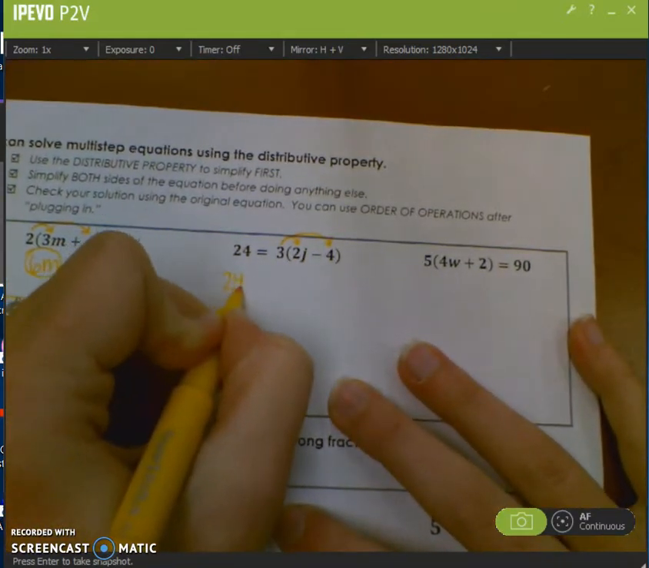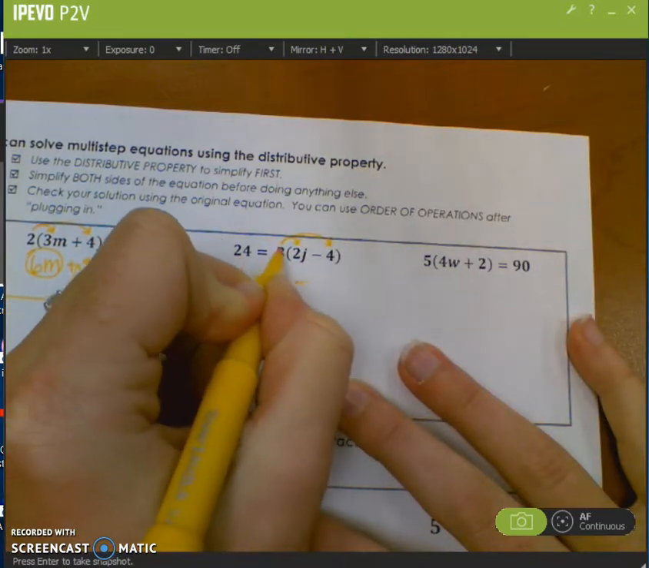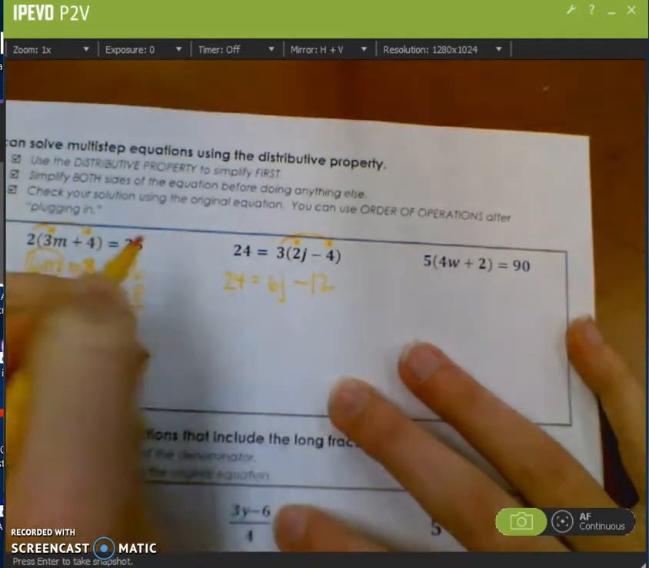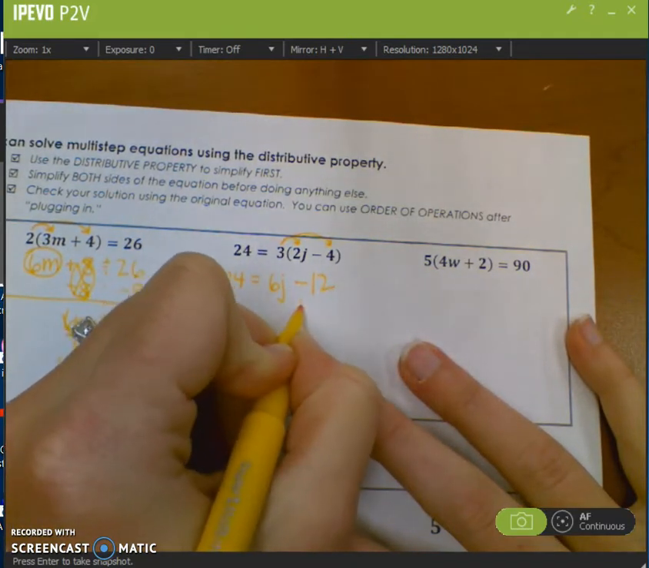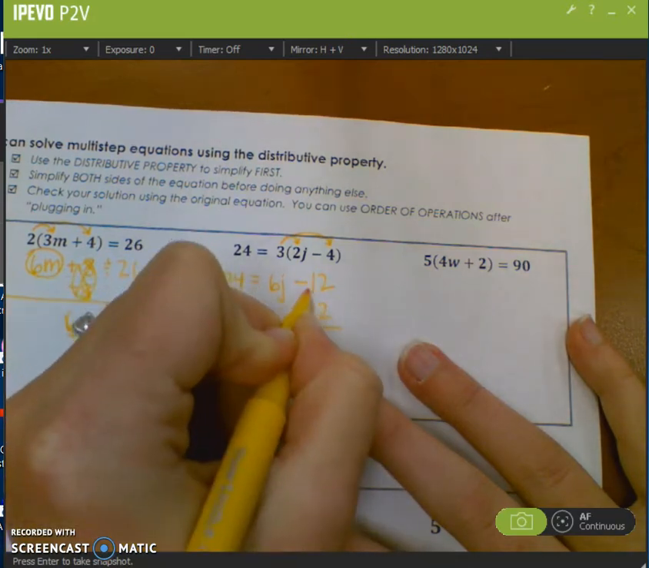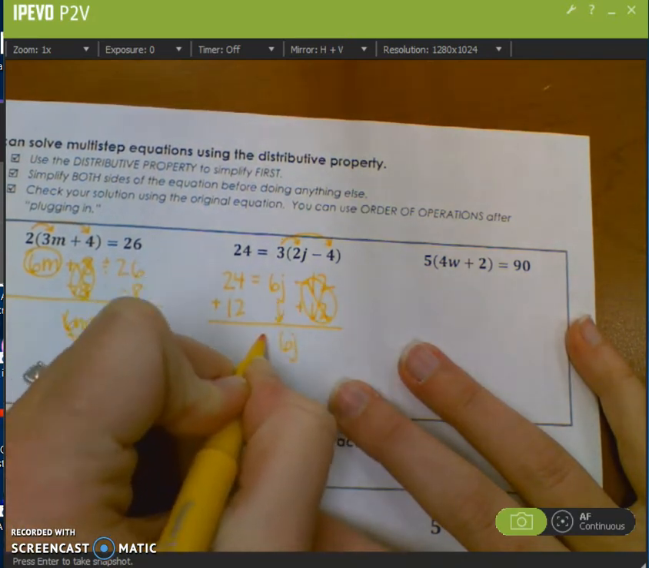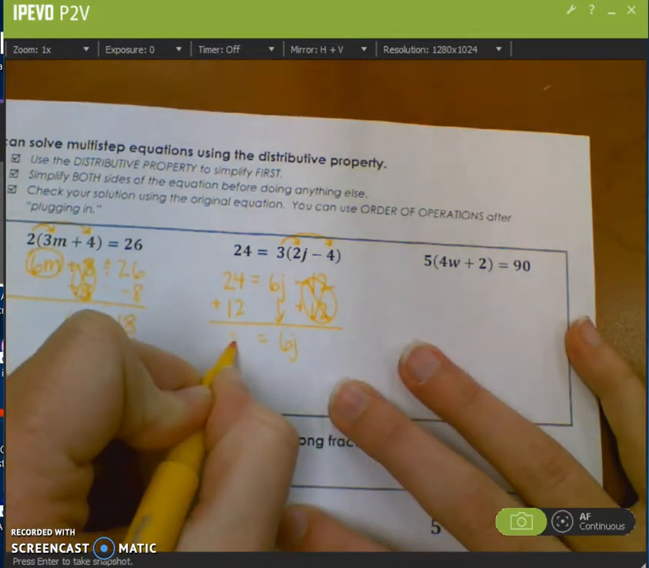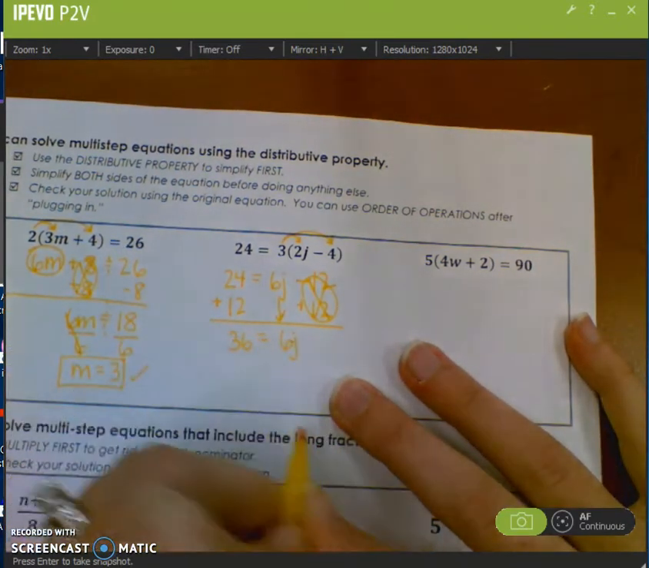So 24 equals 3 times 2j is 6j. Bring down my minus sign. 3 times 4 is 12. I'm going to isolate my term with the variable by using the inverse of subtracting 12. So I'm going to add 12 to both sides. Negative 12 and positive 12 cancel, and I can bring my 6j down. 24 plus 12 is 36. So now I've got 36 equals 6j.